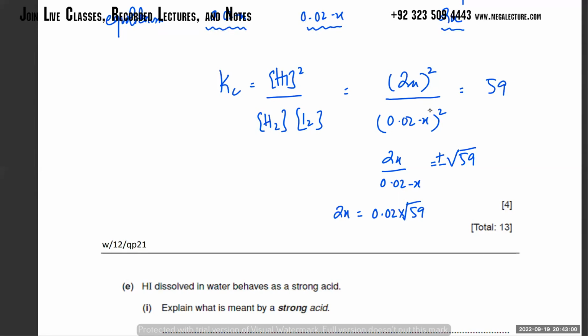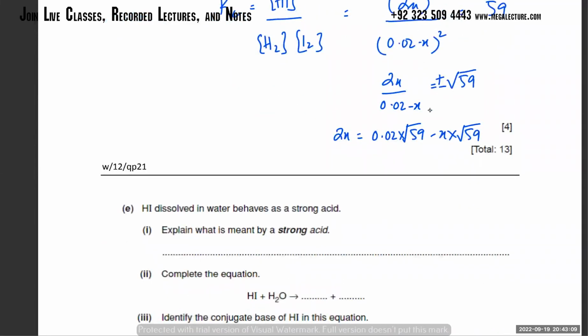ये कोई मेरे से पहले solve करे. Minus x times 59 under root. Get the x on one side, so it's going to be 2 plus 59 under root, and 0.02 multiplied by 59 under root. और उसको फिर डिवाइड कर दो. So it's going to be divided by 2 plus 59 under root.